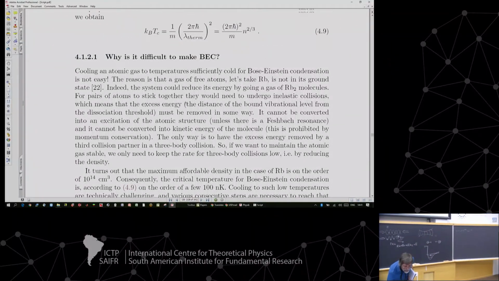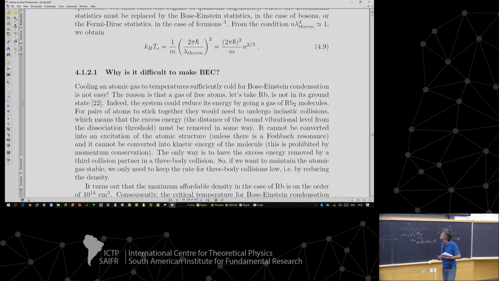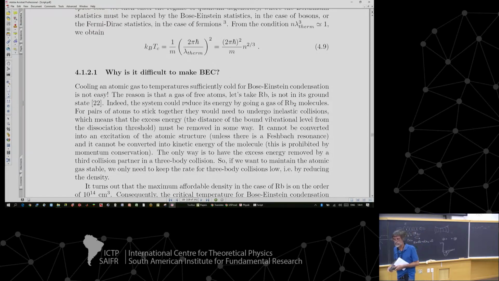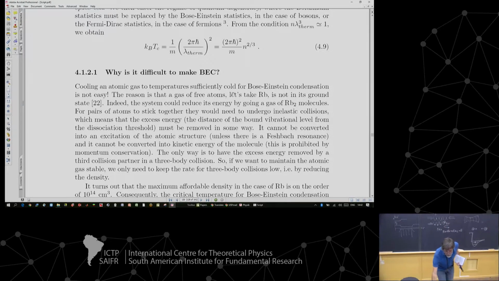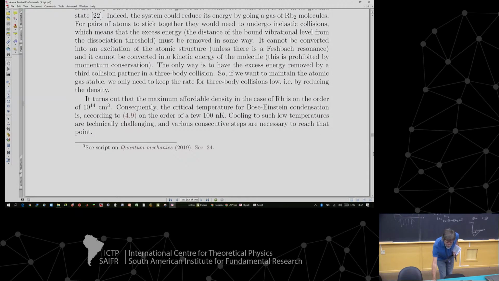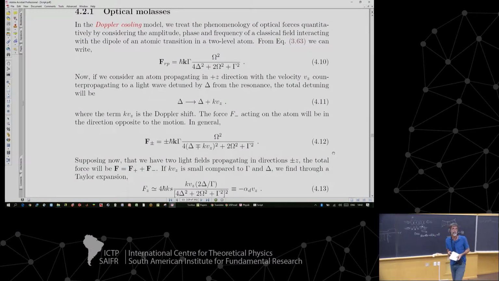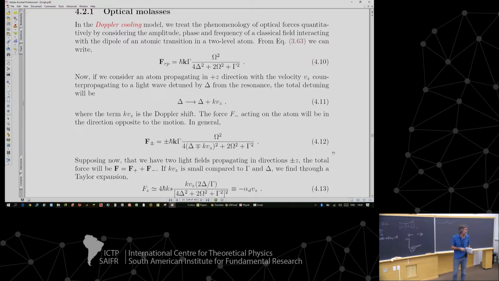So the only thing that you can do is reduce temperature. If you plug a density of 10 to the 14 per cubic centimeter and a rubidium mass into this formula, you will see that the critical temperature is 100 nanokelvin. And 100 nanokelvin is a typical temperature for Bose-Einstein condensation. This is why it's difficult. It's difficult to get such a low temperature, and you needed very powerful technical techniques to cool down the atoms.